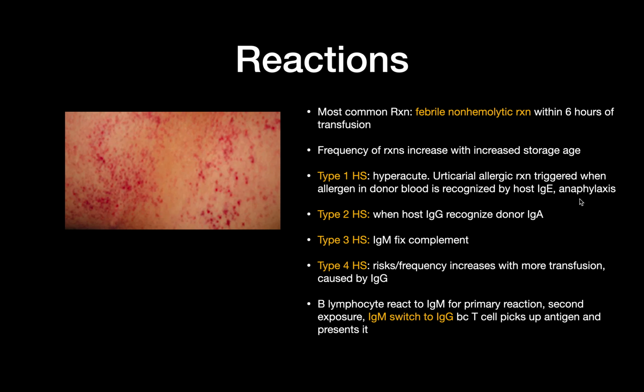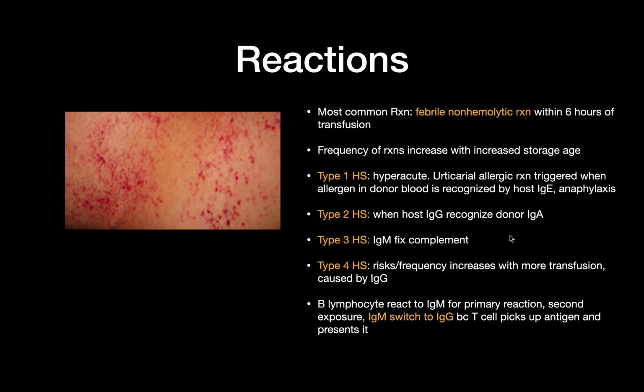One caveat we always have to pay attention to is that the frequency of the reactions increases with increased storage age. So it's best to use fresh blood. Type 2 hypersensitivity reaction is when the host IgG will recognize the donor IgA and have an immunoglobulin reaction. Type 3 is when IgM fixes complement, leading to the complement reactions. And type 4 is going to be your cell-mediated hypersensitivity reaction.